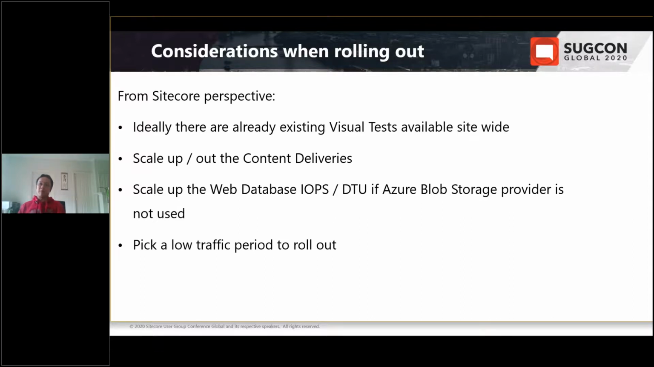You may want to scale up or scale out your content deliveries as well. As I said, the pristine image path takes longer to cache, and they serve really, really large images. So you might want to scale out your content deliveries, as well as scale up your web database with IOPS and DTUs. Pick a low traffic period to roll out, like I said before.